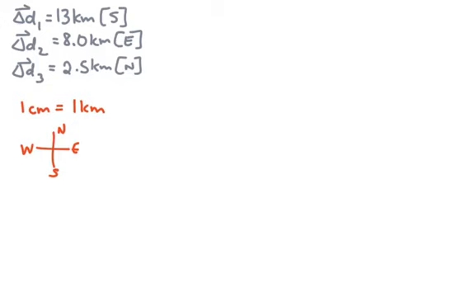We're going to go south 13 kilometers. So let's just do 13 centimeters. Again, that's not awesome, but you get the picture. There's our 13 kilometers for delta d1. And then we're going to go east for 8 kilometers. Again, you're going to, oh, that's really short. Let's try that one again.